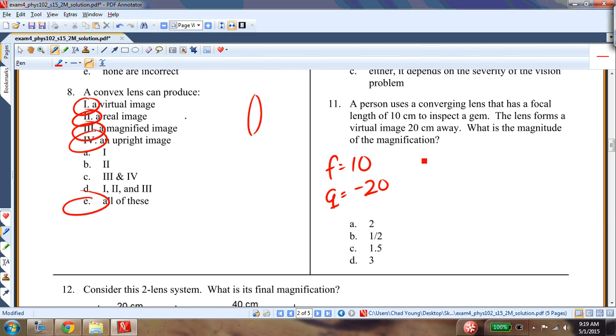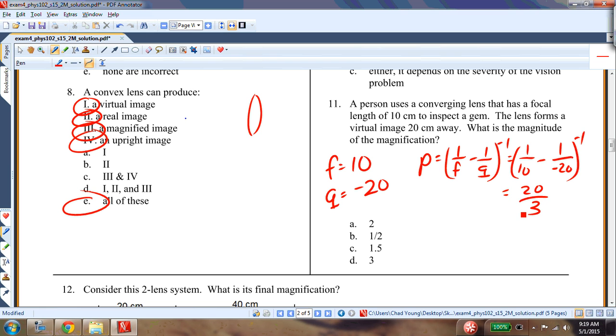What is the magnification? All right, so P here is (1/F − 1/Q)^-1. That's 1 over 10 minus 1 over negative 20, to the negative 1. That is 20 over 3. And I want to know what my magnification is: negative Q over P, negative 20 over 20 over 3. These cancel, leaving me with positive 3. So 3 is the right answer for number 11.